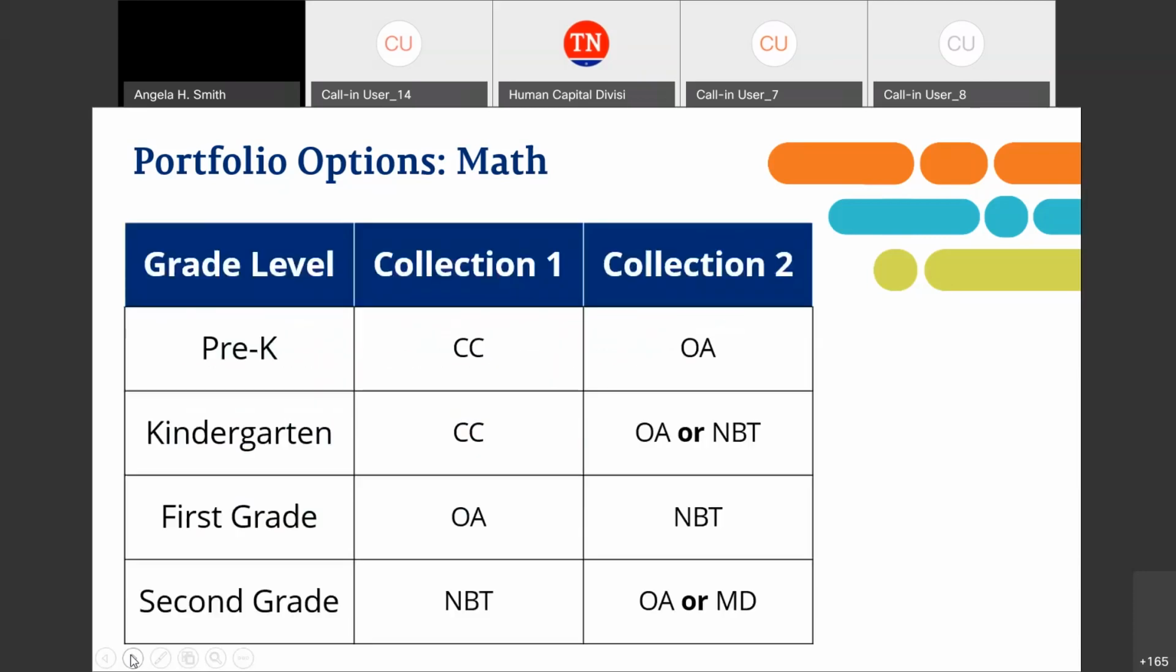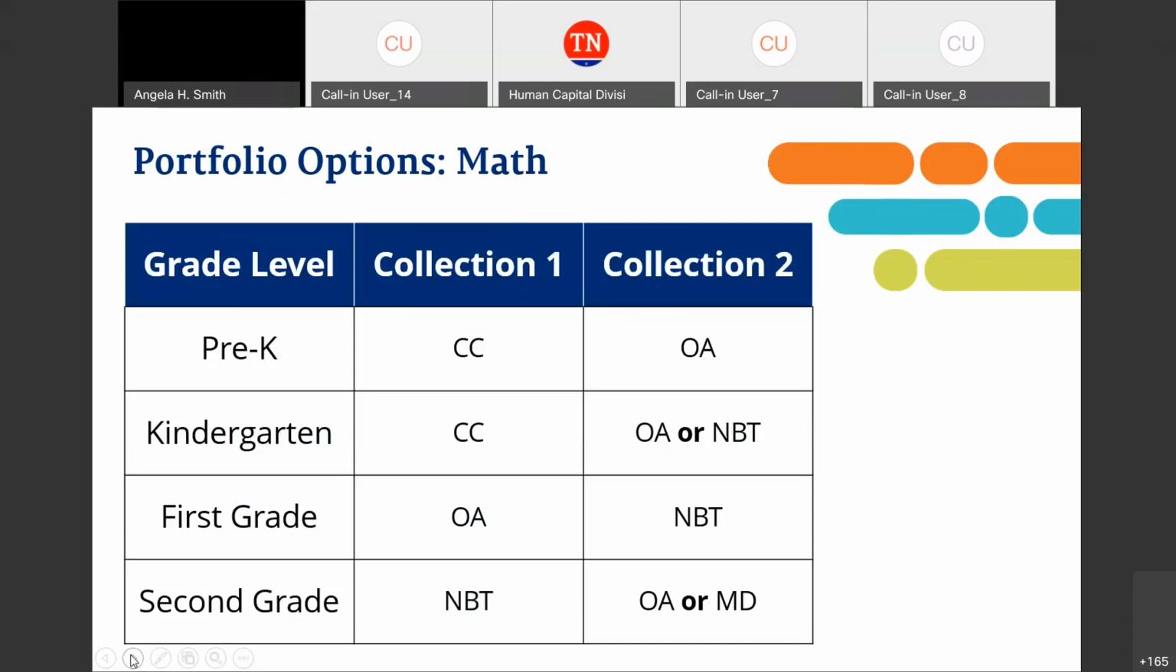Here are the grade level specific options. They are also listed in the Team Student Growth Portfolio Resource Guide for the early grades on pages 18 through 21. Pre-K teachers should choose 1 counting and cardinality standard and 1 operations and algebraic thinking standard.